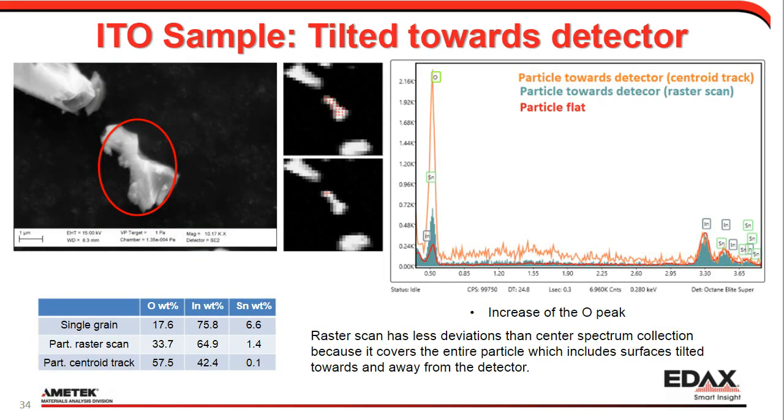In this case, from the ITO sample, the detector direction is still to the top. We see this particle has multiple surfaces facing two different directions, but in general, most of them are facing towards the detector. In the analysis below, we see the particle has higher oxygen concentration than the single large flat grain, which is the true composition. And the particle centroid track has even higher oxygen concentration than particle raster scan.